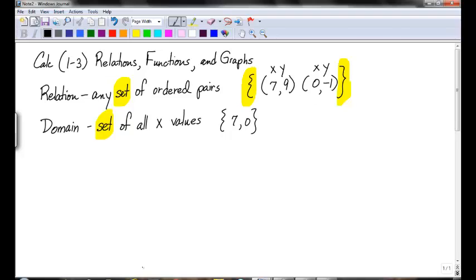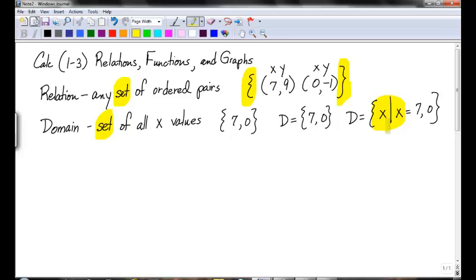Some authors will just write it like that. Remember, some authors would say the domain equals 7, 0. Don't let it scare you off if they use the set notation. The set of all x's such that x equals 7 and 0. Okay, that first part there is just telling you it's set notation. It's the set of all x's such that x equals.